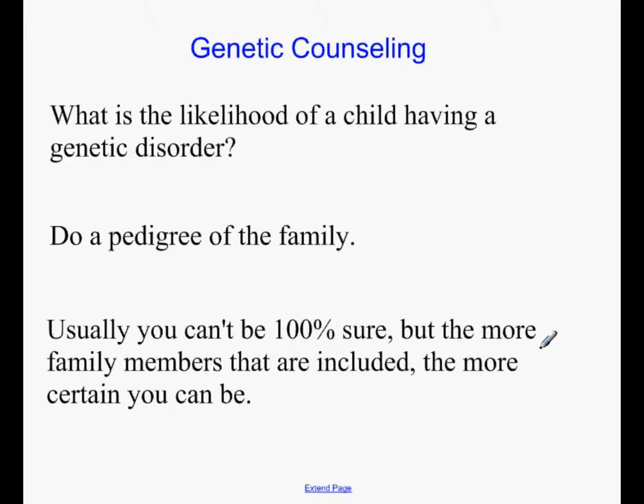Okay, so what does a genetic counselor do? They try to get as much information as they can. They do a pedigree of your family, and then they make their best guess. You can never be 100% sure, but the more people, the more accurate the guess is going to be.